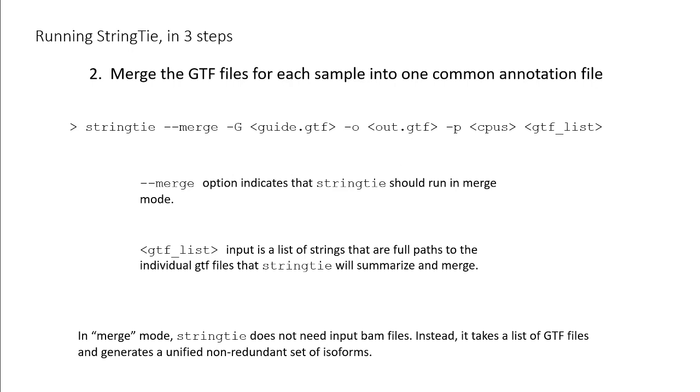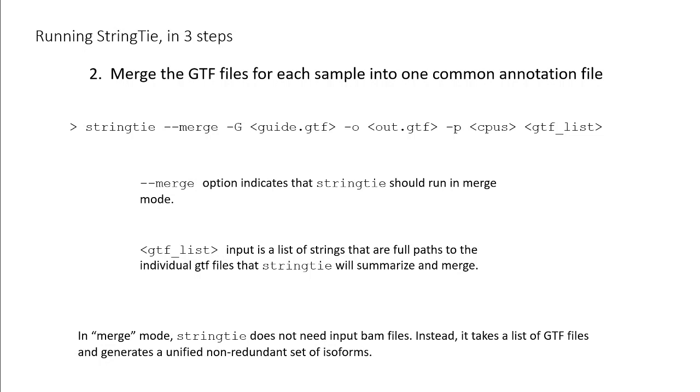For step 2, Stringtie is called without an input BAM file, and instead it takes the list of GTF files generated in the previous step, one for each sample, and generates a unified, non-redundant set of isoforms, which are then saved to the GTF file specified by the -o option. The -merge option is necessary for Stringtie to run in this mode.